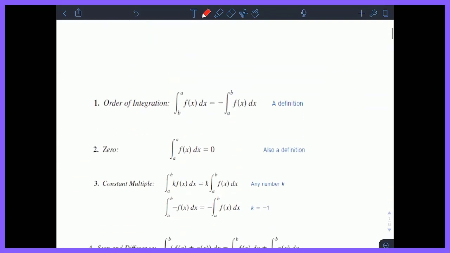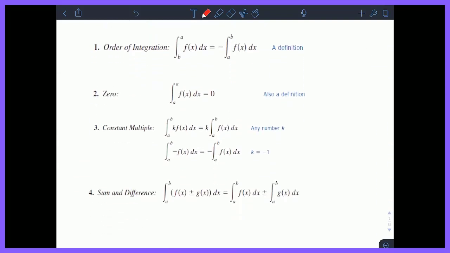Let's jump in. Number one, a couple of quick rules. Order of integration: if you integrate from b to a of f of x dx and you switch that from a to b, so your bounds switch, you have to factor a negative out of the integral. That's just the definition. Number two, if you integrate from one number to that exact same number, the answer is always 0. No area has accumulated from one number to that same number.